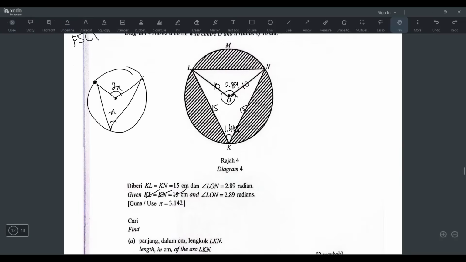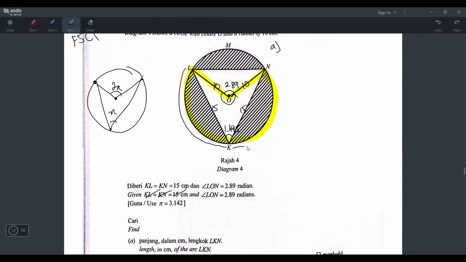Okay, A, they want the length of arc LKN. So let me highlight it for you first. LKN. So it's this arc. Oh, so big the arc. Alright, so I'm sure I have to use this as the center. So I have to find the arc from here to here, right? Okay, I'm trying to find this arc right here.